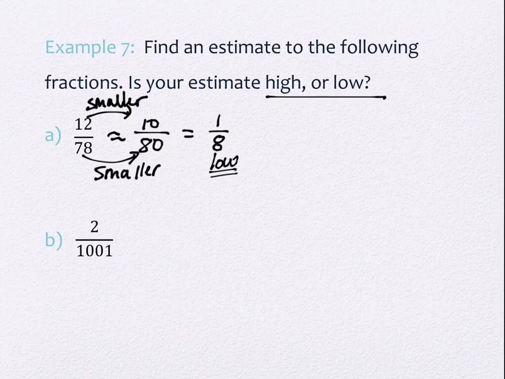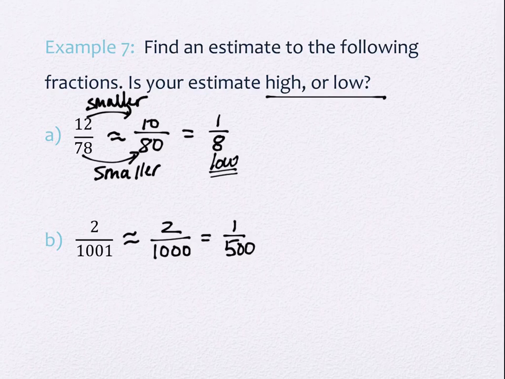2/1001. So I'm going to show you 2 different ways to do this because it depends on the directions and how they're given. If they're given like I've written it here, then it's pretty convenient to say, hey, 2's fine, but 1001's awfully close to 1000. Agreed? And then I can divide them both by 2, and I have the fraction 1/500.